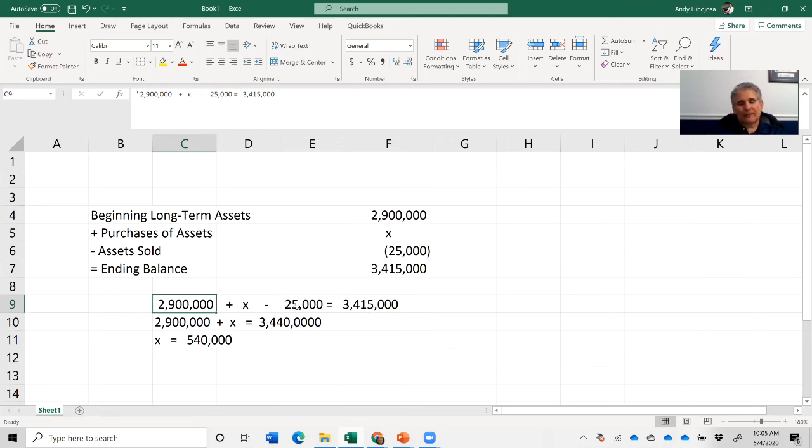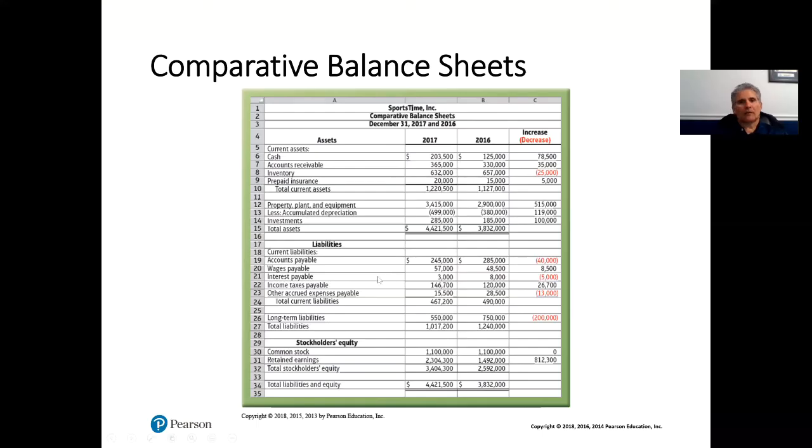So after we make that adjustment, our formula is now going to read 2,900,000 plus X equals $3,440,000. And now we're going to isolate the X. To isolate the X, we're going to subtract $2,900,000 from both sides of the equation. When we subtract it from this side, we just end up with X. When we subtract it from the right side, we end up with $540,000. So that is X. That is purchases of assets, and that's what we're looking for.